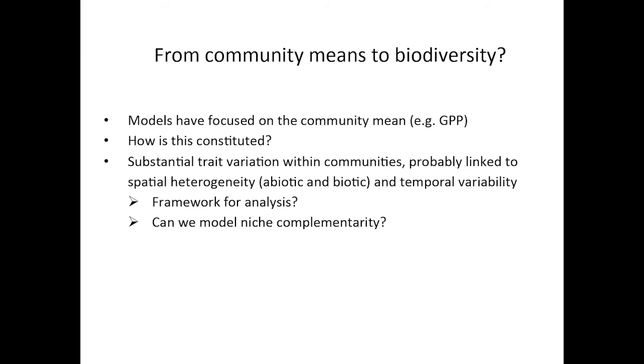Now we know that there is enormous trait variation actually within communities. Some of it, we like to think it's linked to spatial heterogeneity, either abiotic or actually caused by the other species, so light gradients, for example, and also temporal variability. But I suggest that the theoretical framework that I've outlined here, although we've only applied it basically in the context of predicting means, that we could go further. We could try to model niche complementarity.